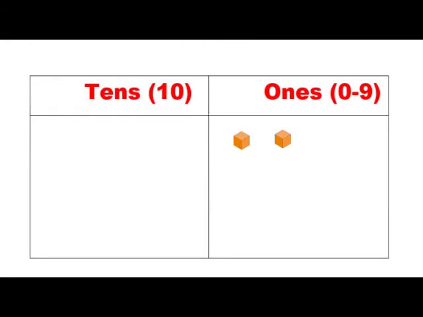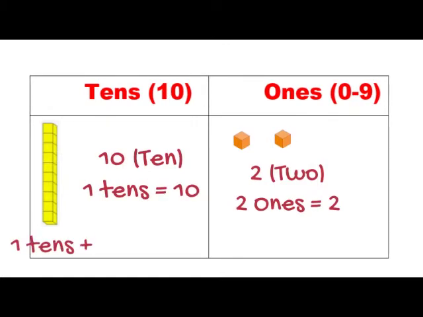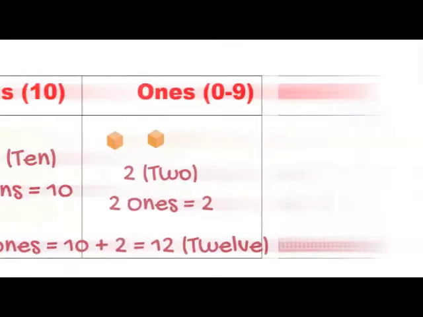So now let's understand this chart. There are two cubes in one's column or one's place. So how would you write that? Write TWO 2. 2 ones is equal to 2. And in the tens column, what do we have? We have one block. So how do you write that? Correct. 10, TEN 10 or 1 tens is equal to 10. So how would you write the number? 1 tens plus 2 ones is equal to 10 plus 2 is equal to 12. TWELVE 12 is the number name and 10 plus 2 is the expanded form.